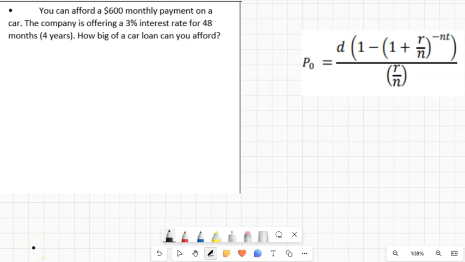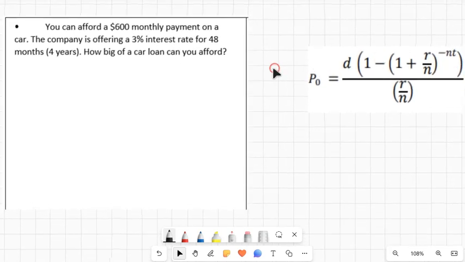All right, let's take a look at some situations that require either the loan formula or the payout annuity formula. You can afford a $600 per month payment on a car. The company is offering a 3% interest rate for 48 months or 4 years. How big of a car loan can you afford?